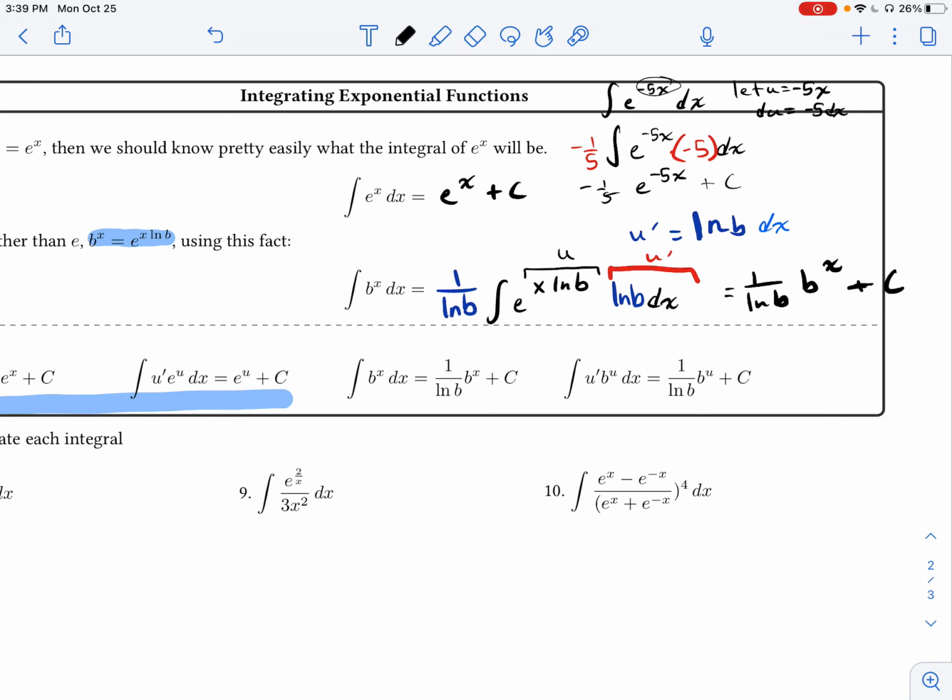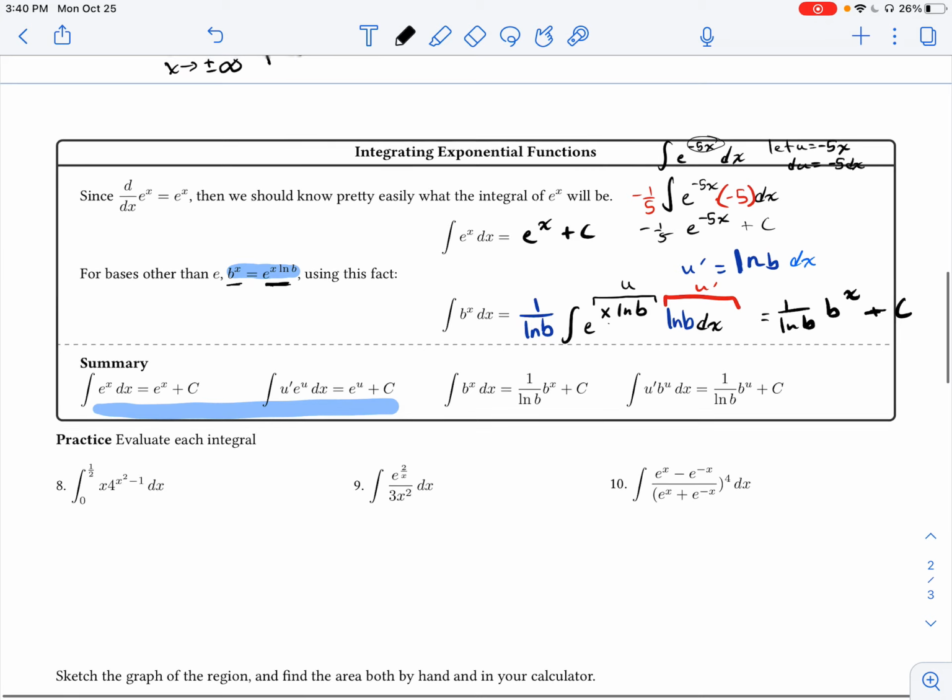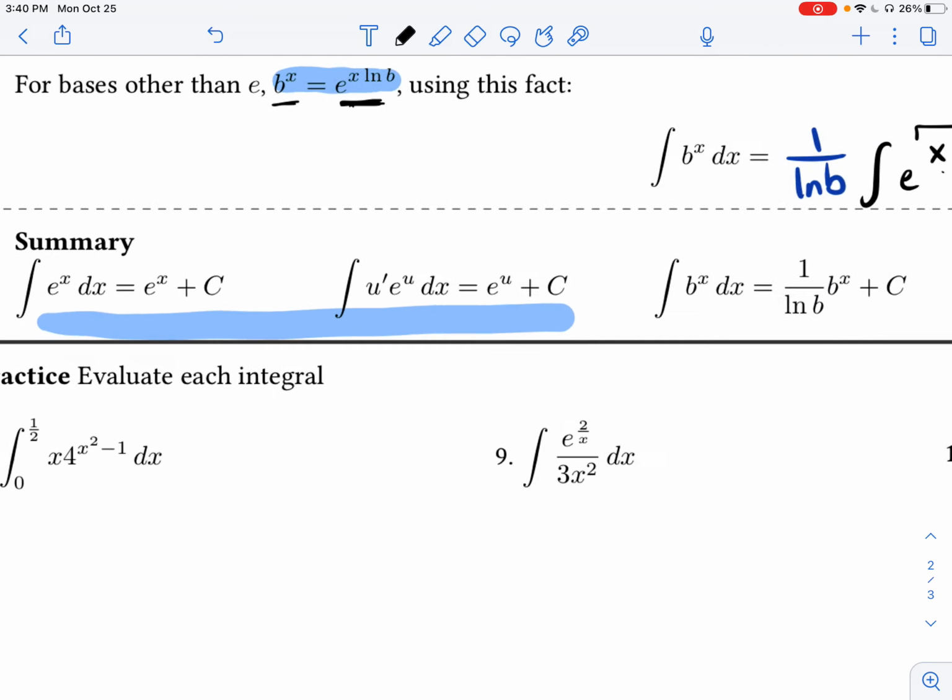Okay? And again here, all I did at the very end is I replaced e to the x ln of b back with the b to the x. Okay? And again, there's a reverse chain rule version of this as well. So let's go ahead and just practice integrating a few of these integrals.